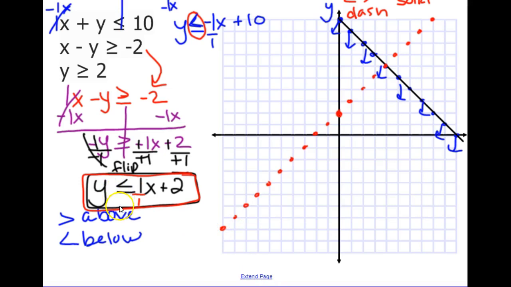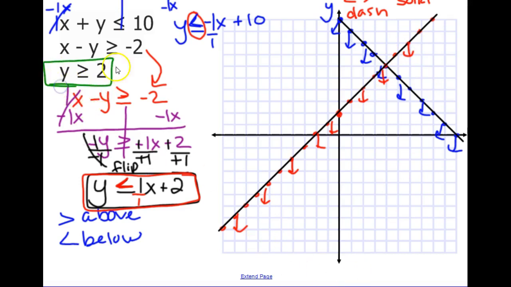This one also is a solid line because it has the equal to. And then our symbol, because we flipped it, is now less than; it was greater than. So less than will be below. And then finally, our third line, don't forget about this one over here. We didn't do anything with this one yet.